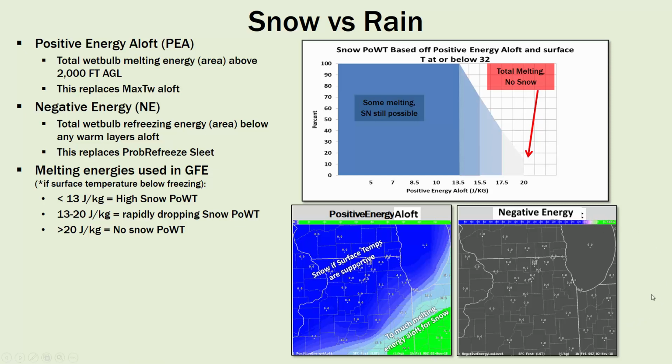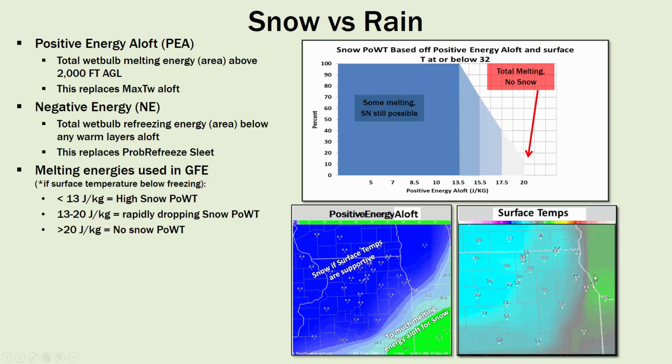If we take a look at our surface temperature in this case, notice that areas across north central Illinois are below freezing. Compare that with the positive energy aloft, which is zero. This is going to be an area where we're going to see a snow outcome. Further to the east, we start to get some positive energy aloft, granted very small amounts, but our surface temps are above freezing, so we will simply transition our forecast quickly over to rain as we head towards northeastern Illinois.